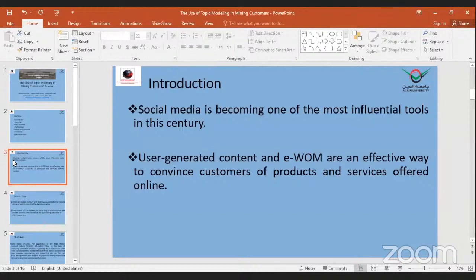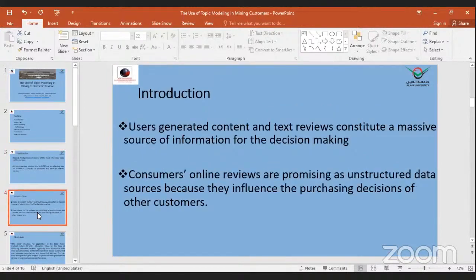As you know, social media is becoming one of the most influential tools in this century. The user-generated content and the electronic word of mouth are an effective way to convince customers of products and services offered online. User-generated content and text reviews constitute a massive source of information for decision-making. Customers' online reviews are promising unstructured data sources because they influence the purchasing decisions of other customers.